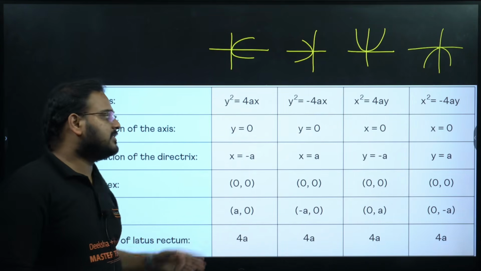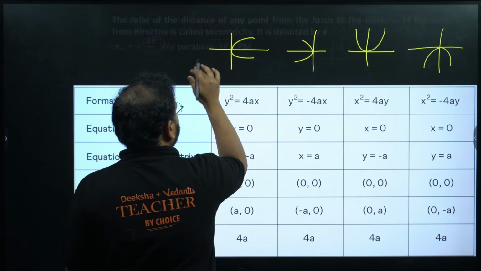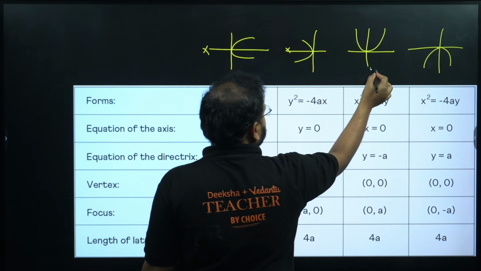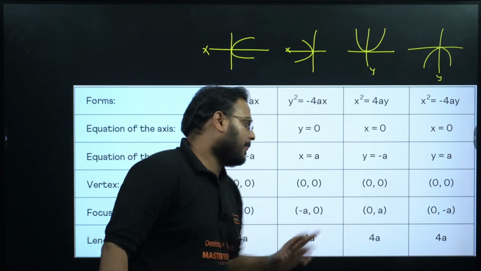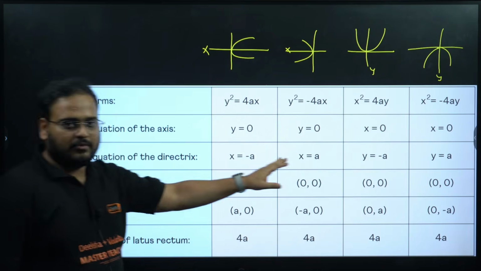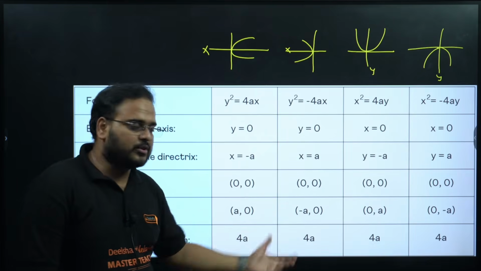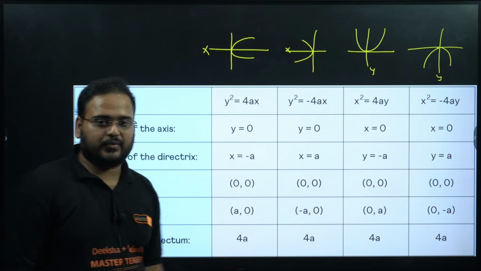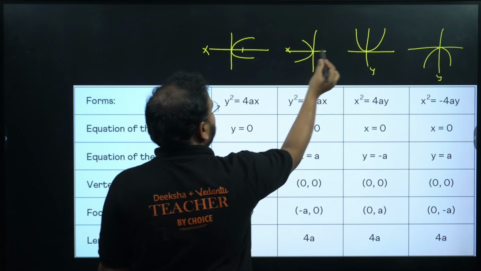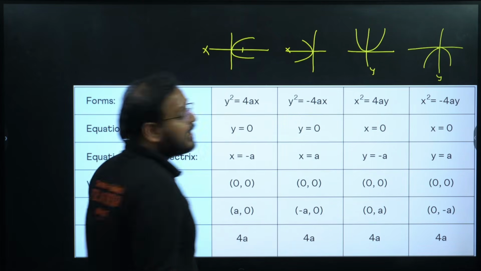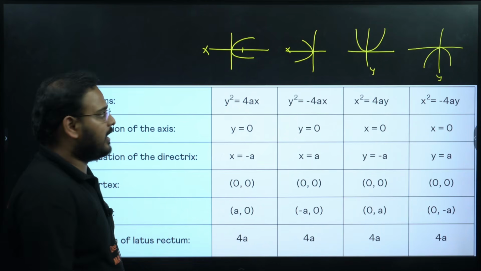Again, the equation of axis you can see, y equal to 0, this is the x-axis. This is the same x-axis only. This is your axis over here. This is going to be the y-axis. That's why it is x equal to 0 in the last 2 cases. Please check. Equation of directrix, you can see the form over here: x equal to minus a, x equal to a, y equal to minus a, y equal to a. Vertex is always at the origin, because you have y square and x square. Next, focus is given as a comma 0, minus a comma 0, 0 comma a, and 0 comma minus a. Length of latus rectum will always remain the same, 4a.